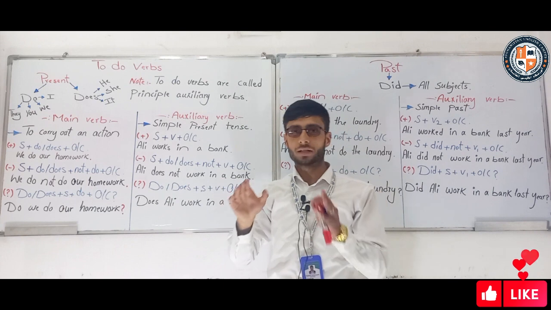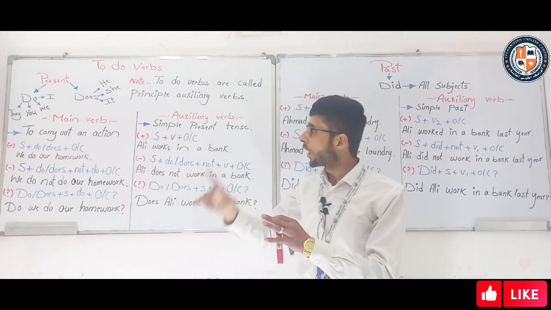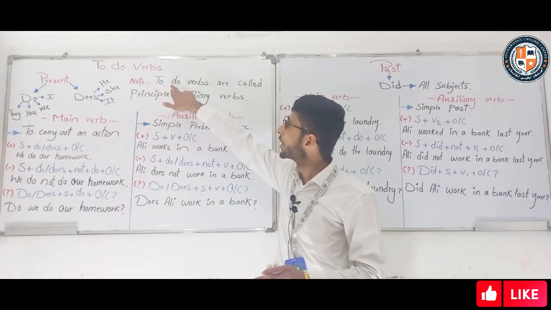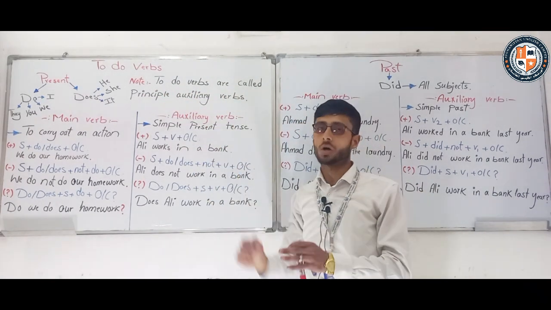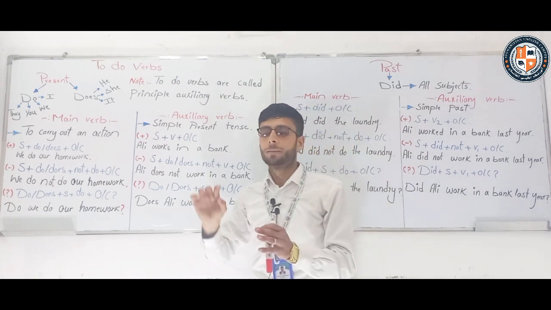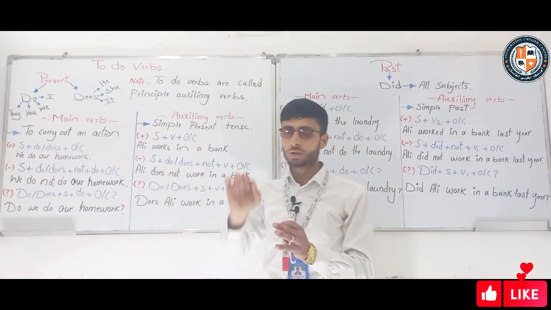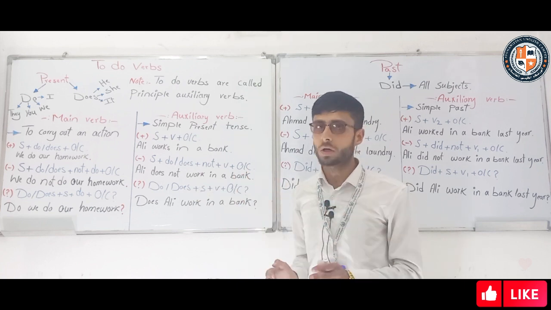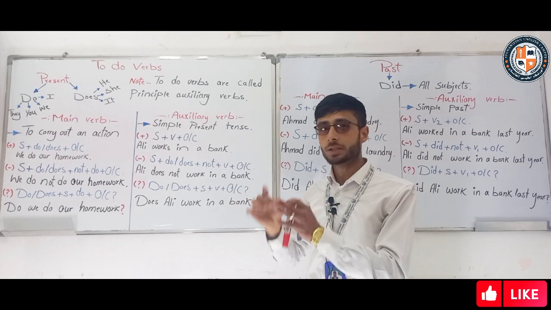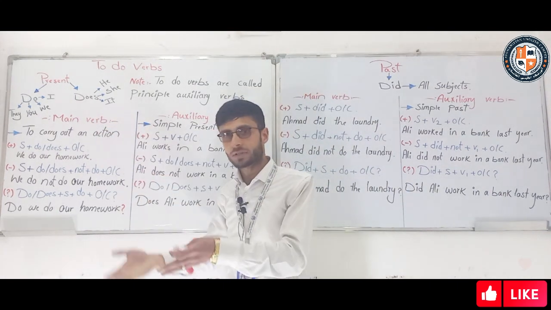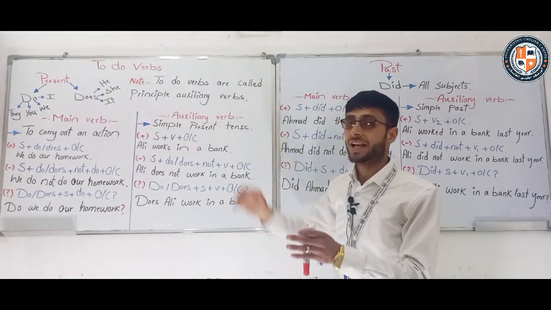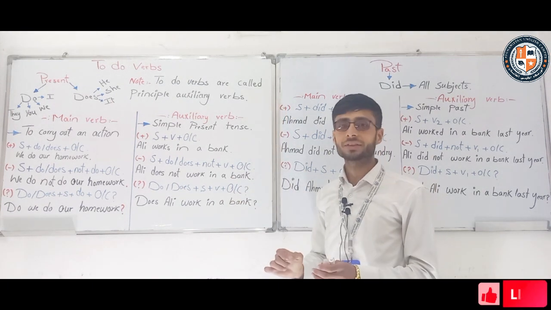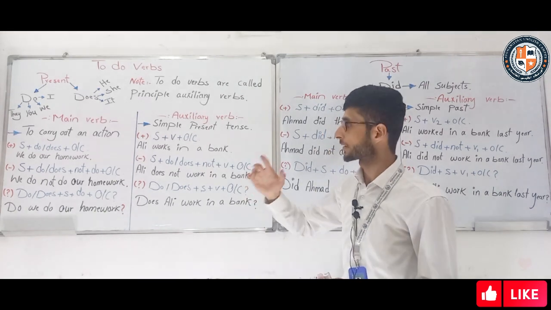There is a note in here. Let's have a discussion about this note. After that, we want to go to the simple past tense and to-do verbs. Note, to-do verbs are called principal auxiliary verbs. In English, there are some auxiliary verbs. To-do verbs are called principal auxiliary verbs. Why are they called principal auxiliary verbs? Because we can use them as a main verb in our sentences and also we can use them as an auxiliary verb in our sentences. For this reason, we call them principal auxiliary verbs.